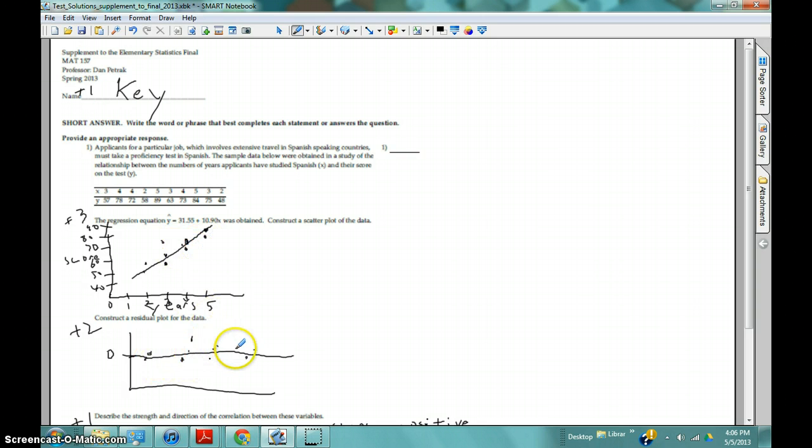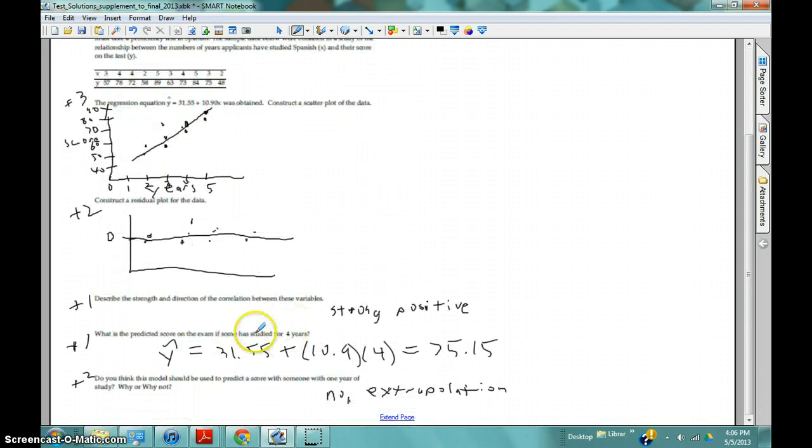And how close they are tells us its strength. So this would be a strong positive correlation here. And if you want to predict for 4 years, what does this line, or this prediction equation right here, predict? If you put 4 in for X, you get 75.15.